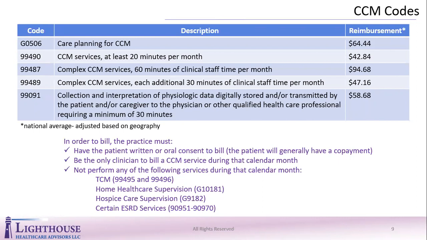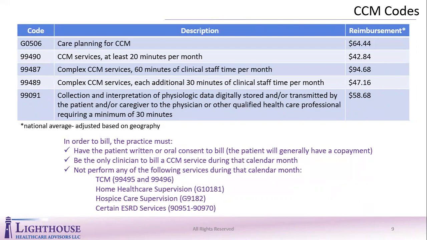And it has to be explained to the patient that they will generally have a copay. So Medicare is not reimbursing for 100% of the service like they do for the annual wellness visit and the TCM visit. Generally, the patient has about a $7 to $8 responsibility for that 99490 20-minute per month code.